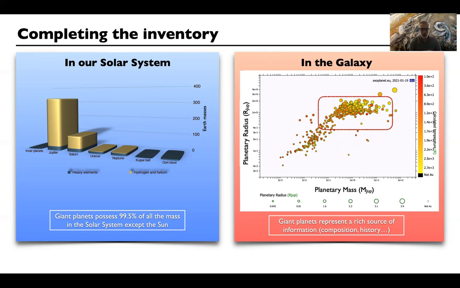We have now thousands of objects and hundreds of giant planets for which we have small enough error bars that we can characterize. So on one hand, we have very detailed information that we can get in our solar system, and then we have statistics from a much larger sample in our galaxy. So it's kind of the best of both worlds, and a really timely period to be interested in those objects.